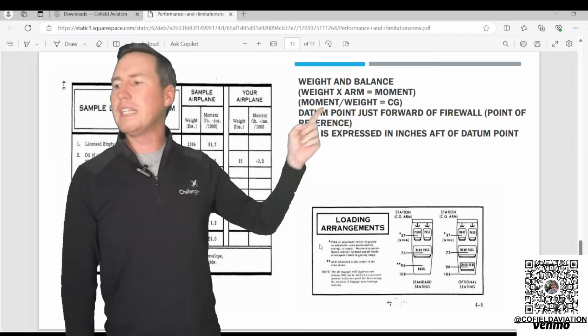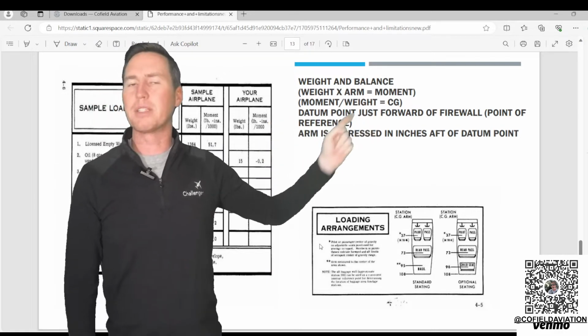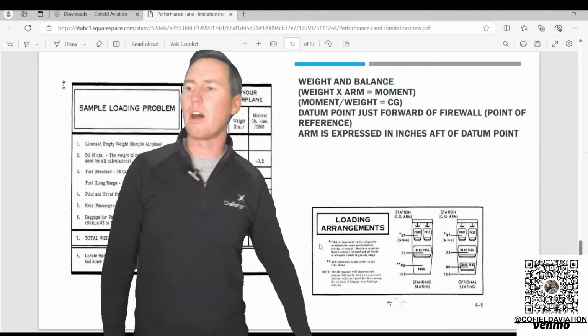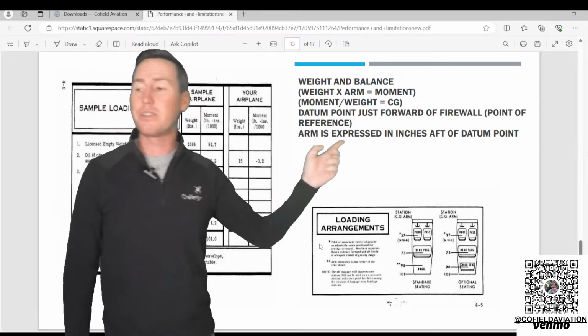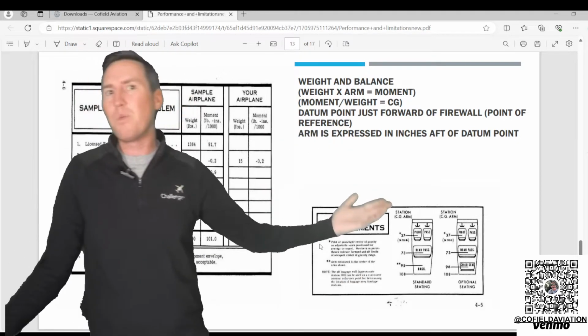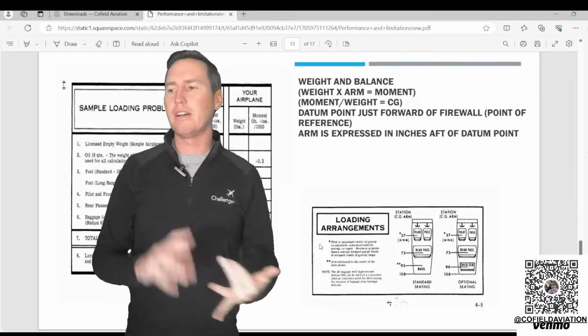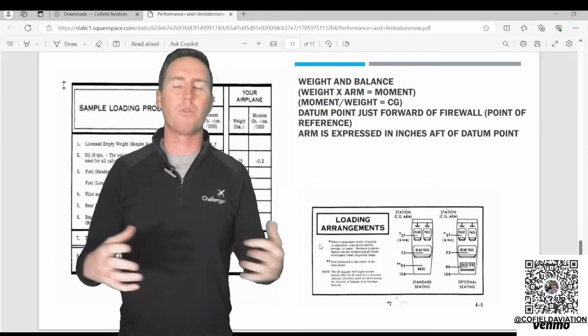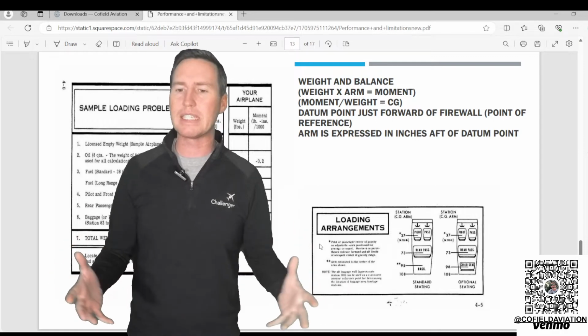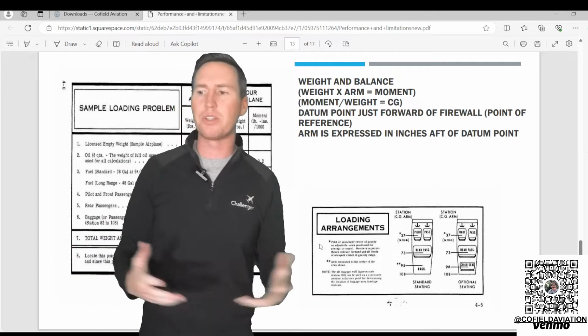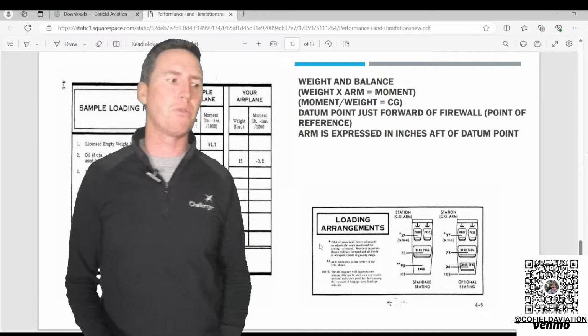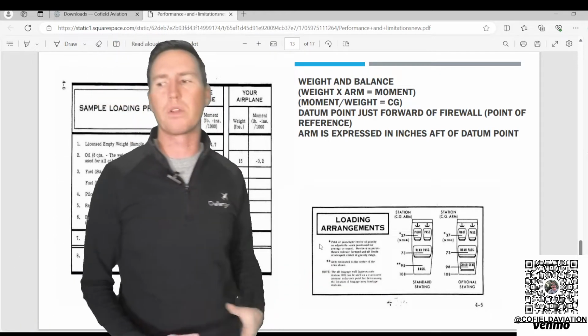So weight times arm equals moment. This is going to be something you're going to do a lot of. Let's just explain each term here. So weight is simply weight, right? The weight of the fuel, the weight of people, the weight of bags, or whatever. Everything weight-wise is super easy to calculate because you know your own weight, you know the baggage weight, and so forth.